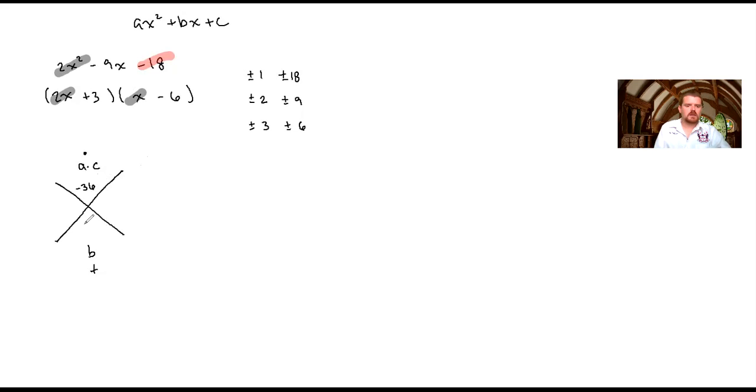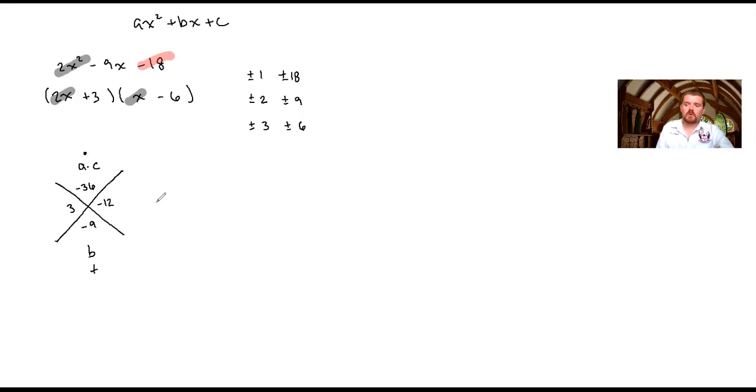And then I'd be doing B in the bottom, which is negative 9. So I'm looking for two numbers that add up to negative 9, but multiply to get negative 36. And just like we did here, that may take a little bit of trial and error, but eventually we end up with a positive 3 and a negative 12. 3 times negative 12 is a negative 36, and 3 plus negative 12 is negative 9.